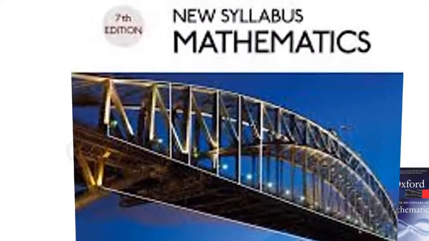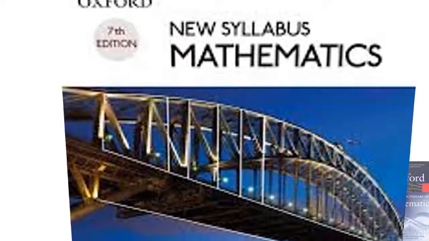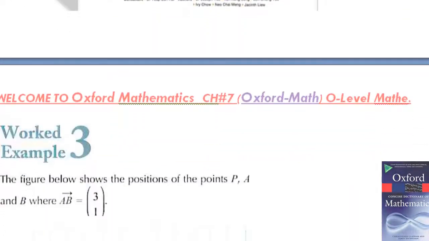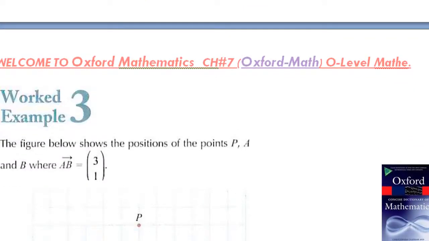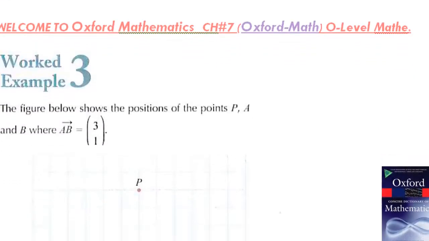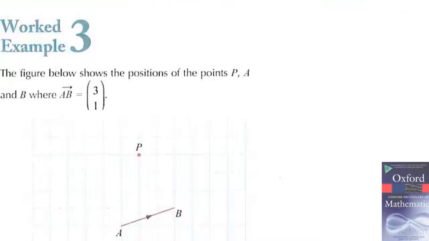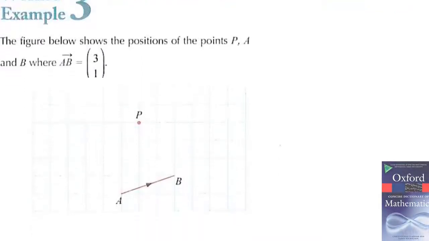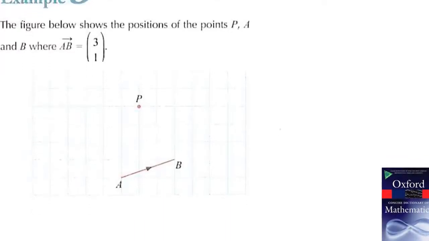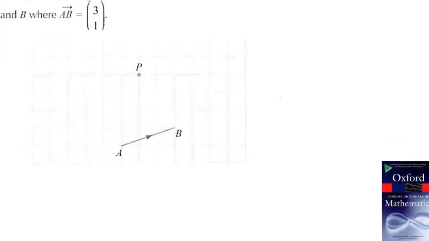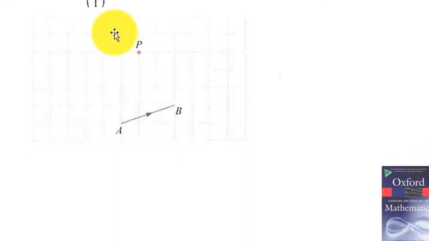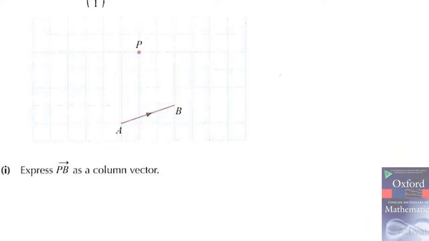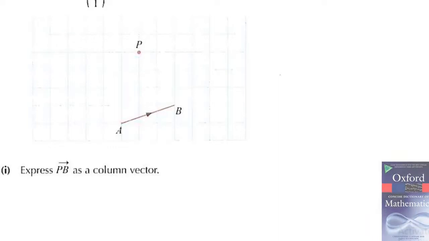Chapter number 7, O level mathematics, new syllabus D4. Worked example number 3. The figure below shows the position of the points P, A and B, where AB is given as (3, 1). P is the point here. Express PB as a column vector.